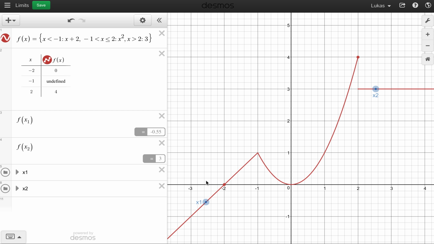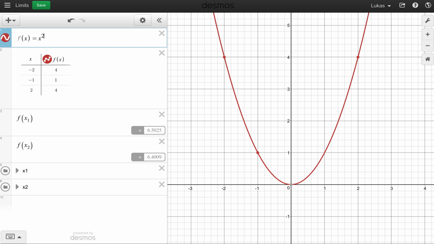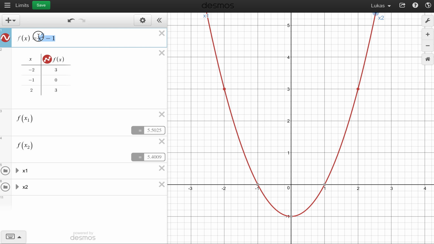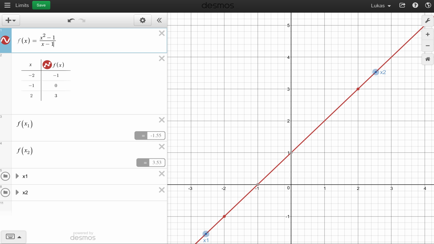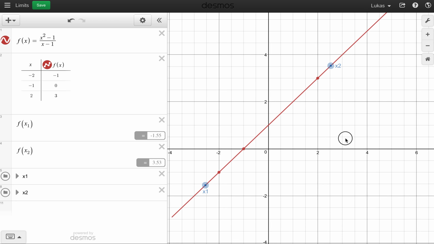So just to get a better sense of this, let's look at another example. I'm just going to change this equation up here to, let's try x squared minus 1, and then I'm going to divide that all by x minus 1. Well, that's a bit of a weird function. It looks really complicated up here, but when we graph it, look, it's just a line.